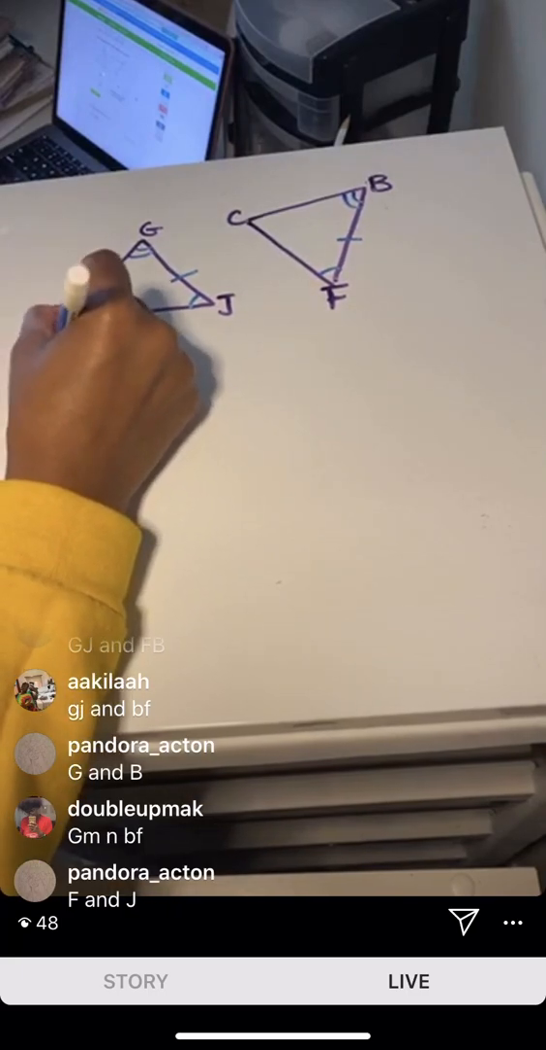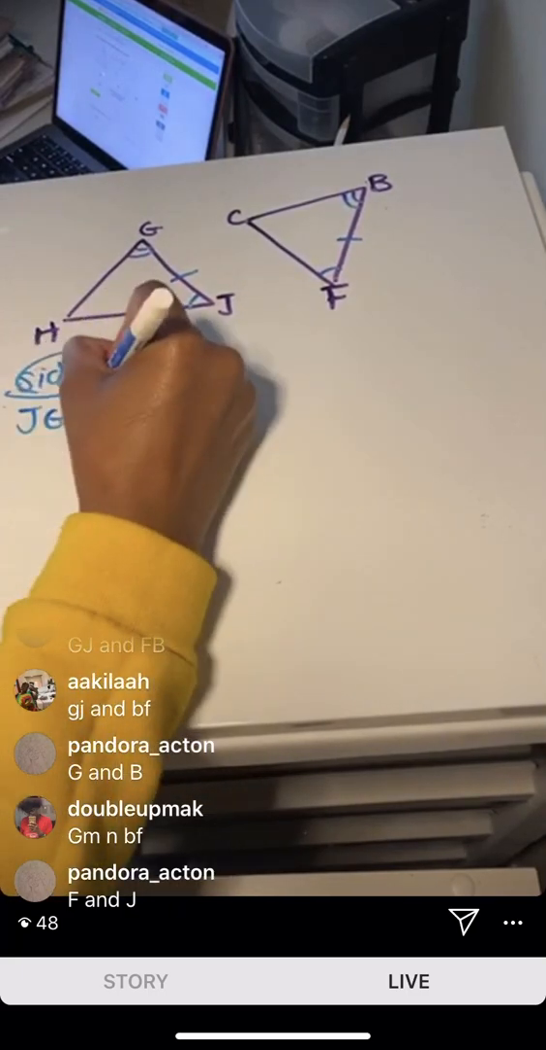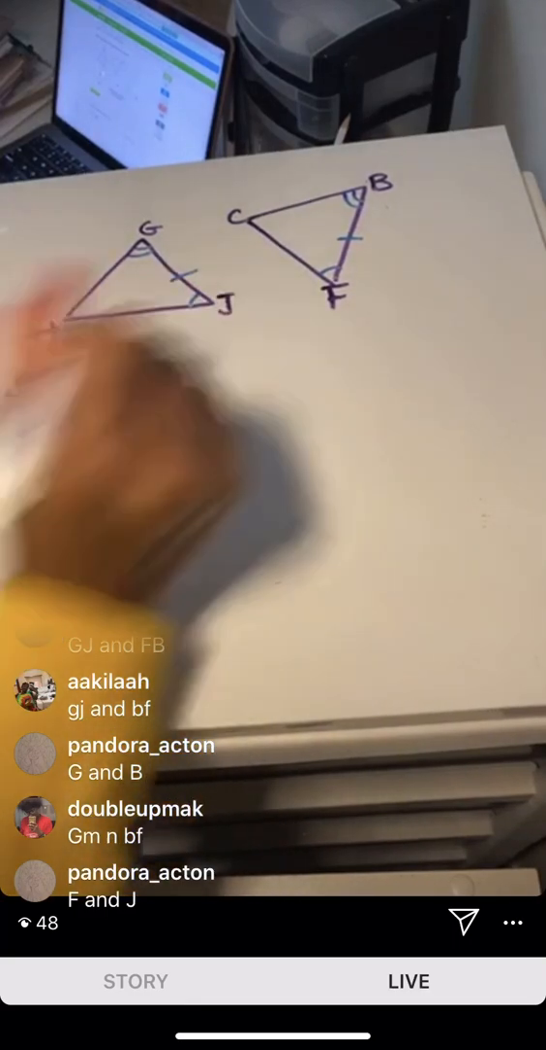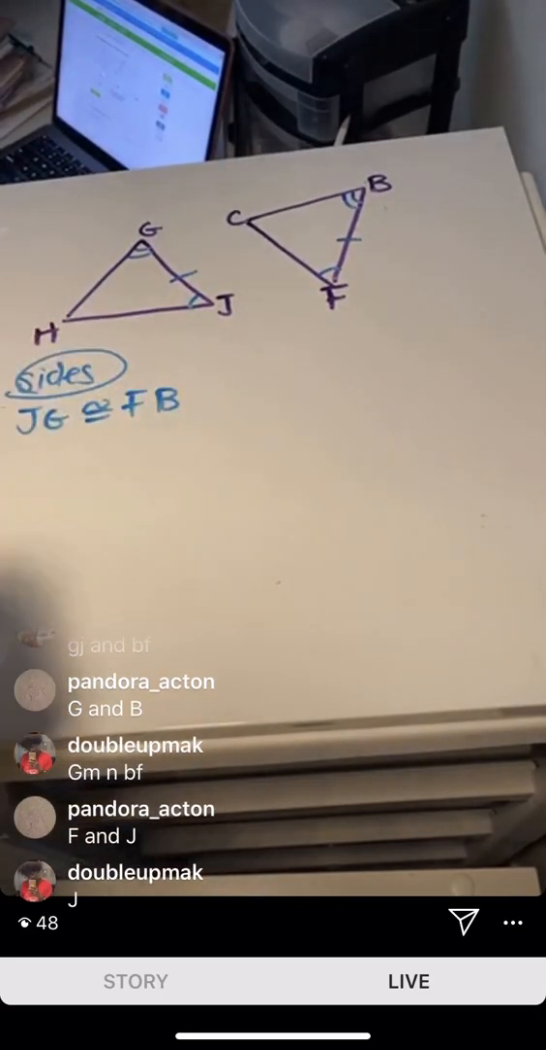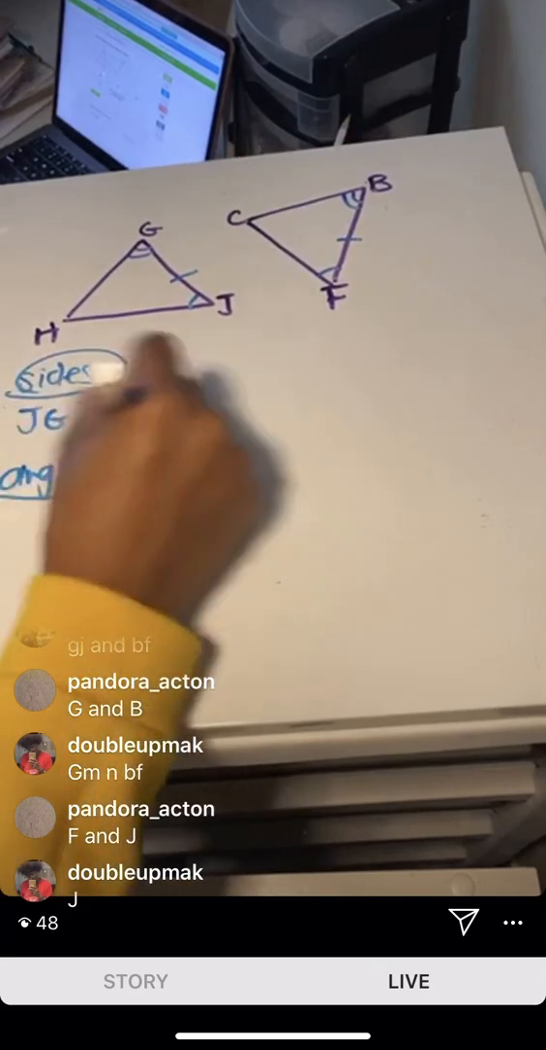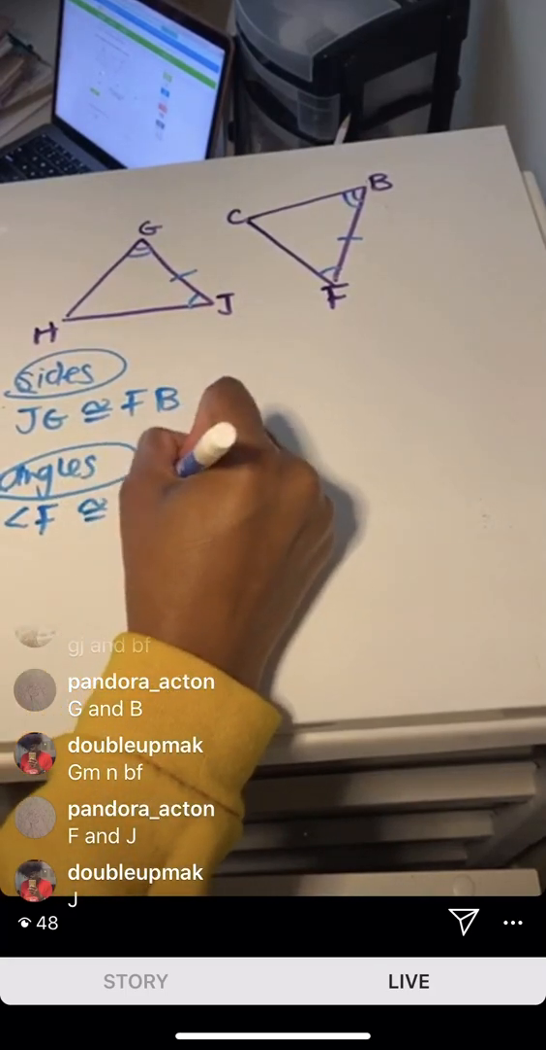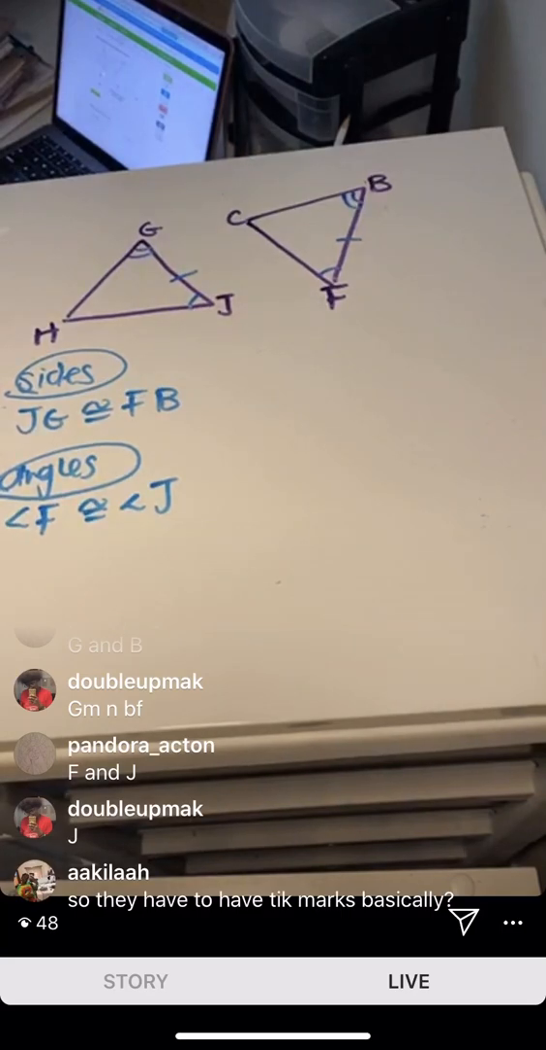So I got a pair of sides. JG is congruent to FB. F and J are congruent, yes. I got a pair of angles. Angle F is congruent to angle J. And then give me something else. Yes, Akila, they have to have a tick mark on it, sweetheart. The only time they don't have to have the tick mark is when they are connected to both triangles. So that's a good side note to put. What's my last pair of something?